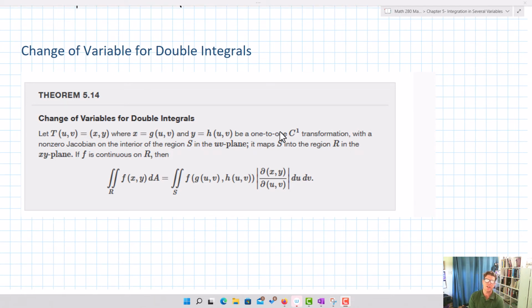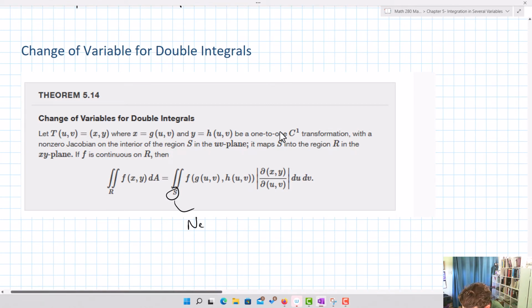On the interior of the region S in the UV plane, it maps S into a region R in the XY plane. If f is continuous on R, then the double integral over the region R of f of (x, y) dA is going to equal the double integral over S. S is our new region.